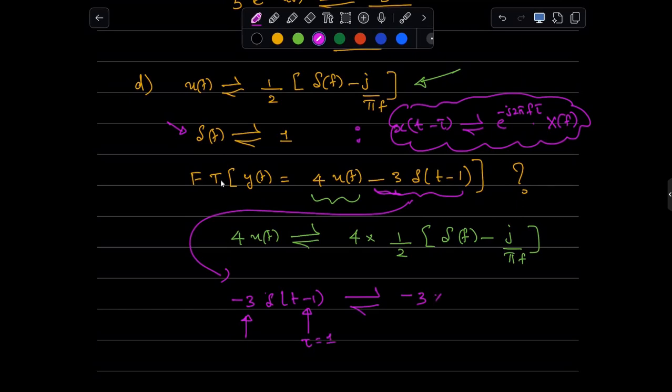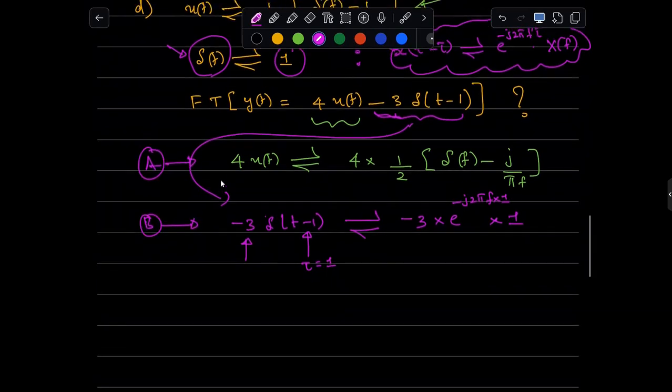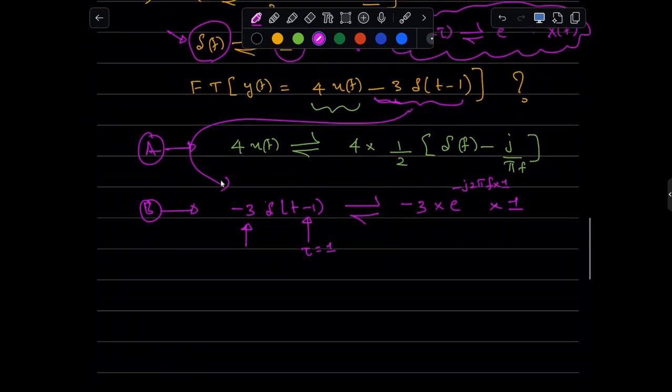So it will become minus 3, which we have to multiply, e power minus j 2 pi f tau, where tau is 1, into the Fourier transform of the signal delta of t. What is the Fourier transform of delta of t? Already we have the answer, it is 1. So we got the two parts. Now we will combine: this is the part A and this is the part B.